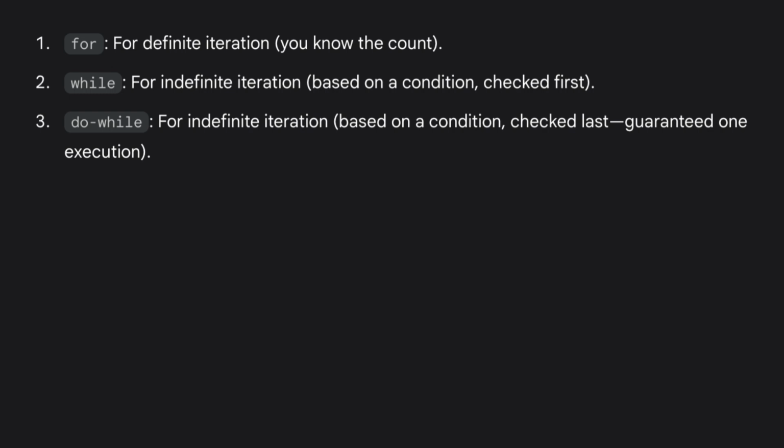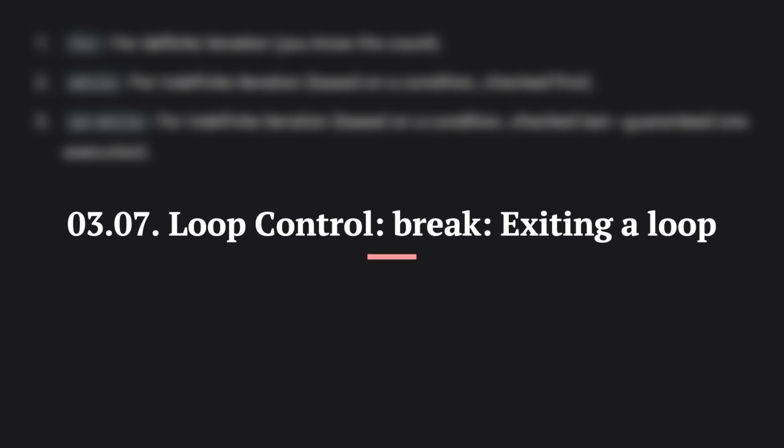But what if you are 500 iterations deep into a for loop and suddenly a critical error occurs, like a file disappears, and you need to immediately stop the loop? Or what if you just want to skip one bad piece of data and continue to the next iteration? We need special keywords to control the loop's execution. Click on the next video to learn the powerful loop control statements, starting with lesson 3.07. Loop control. Break, which allows you to exit a loop at any time.